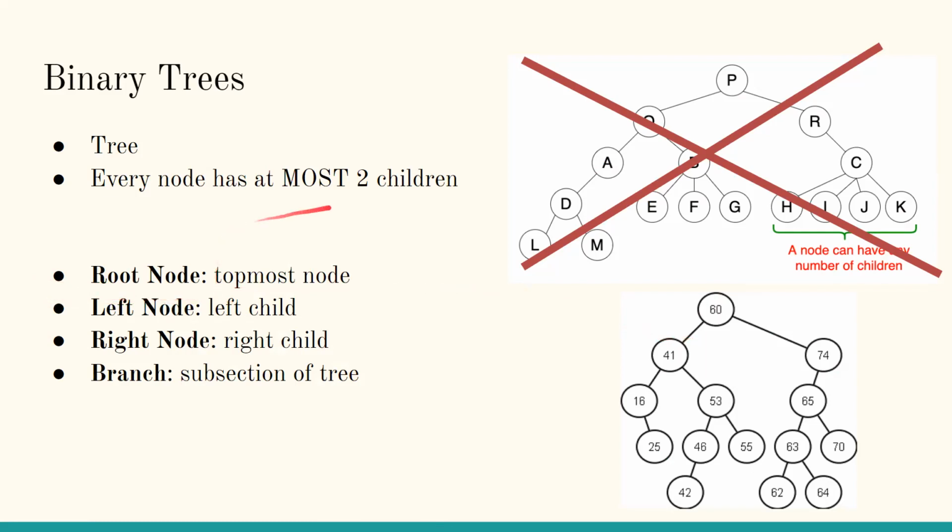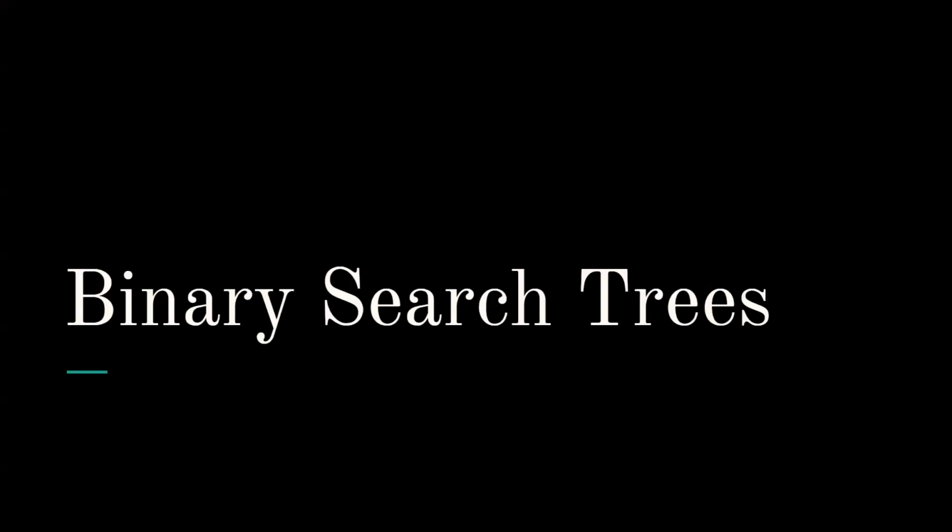Here we have some terminology. We have a root node, the topmost node. The left node is the left child. The right node is the right child. And a branch is a subsection of the tree. So just this section, you know what I mean? This is terminology, and luckily for everyone, they use pretty intuitive names based on trees. They didn't try to come up with a fancy name, which sometimes happens in science.